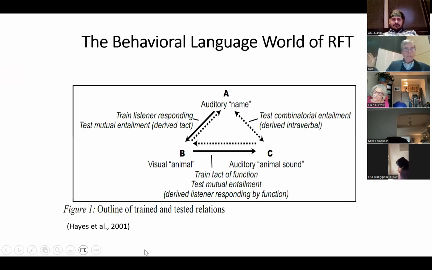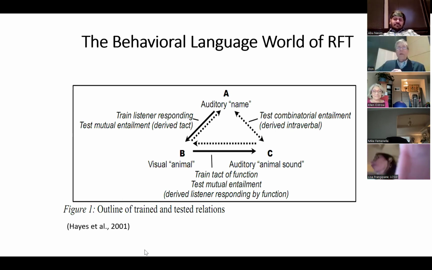There's a very technical sort of RFT illustration of this. It talks about which relations are trained and which relations are derived. There's something called mutual combinatorial entailment, so that when we learn that that word cat refers to the cat in the room, we also know that when we see that cat, we can apply the word cat to the animal that we see, right? So we learn that in both directions without having to be trained in both directions.